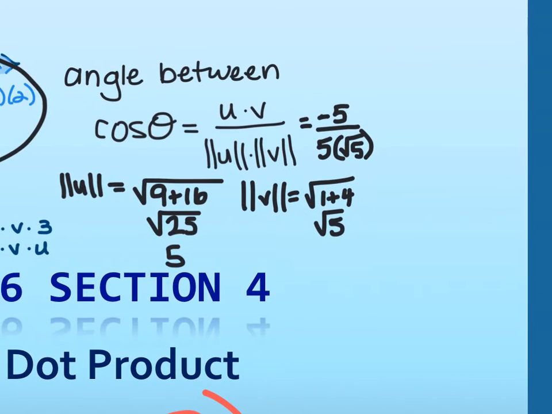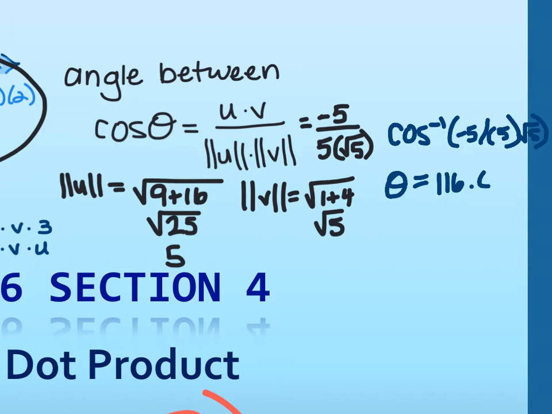And then I would let my calculator do the work for me. I would do cosine inverse, open up my parentheses, -5, close, divided by, open the parentheses, 5 times the square root of 5, close the parentheses, and I get that theta is 116.56. We're going to round that to the nearest tenth, which is 116.6.